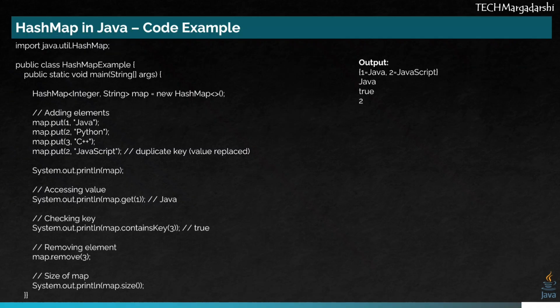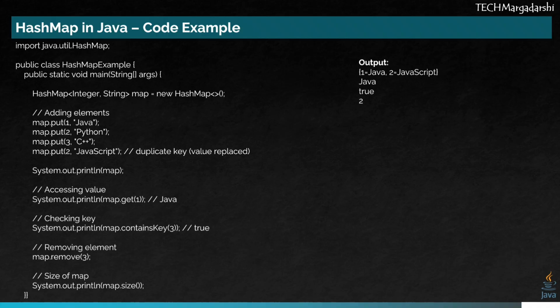Let's look at a simple HashMap example in Java. First, we import the HashMap class and create a map with integer keys and string values. We add elements using the put method. When we insert a duplicate key, like key 2 again, the old value is replaced with the new value. When we print the map, the output may not follow insertion order.